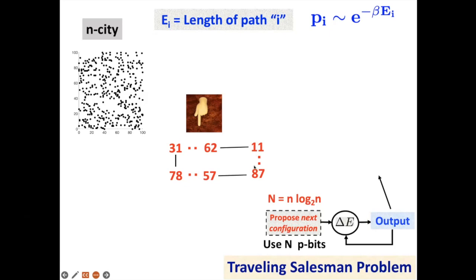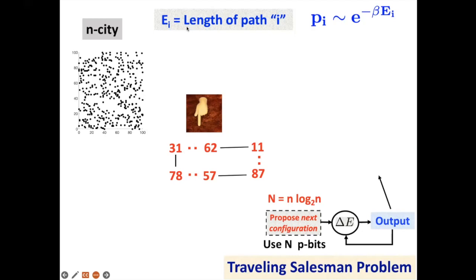And so there will be n such numbers, and each number you could write with bits in terms of log n bits. And so the number of bits you need to represent a particular route would be n log n. And then you can propose different routes and use this same principle again to generate the samples. And if you have defined your energy function as the length of a particular route, so anytime you write down one, there's a corresponding length.